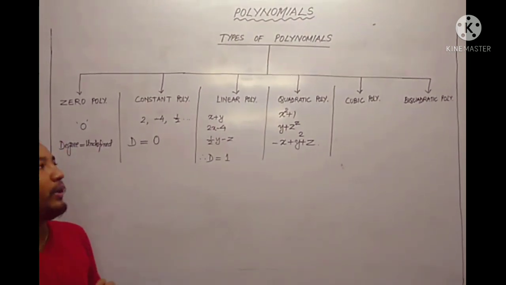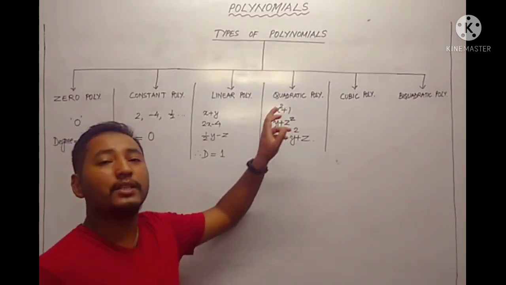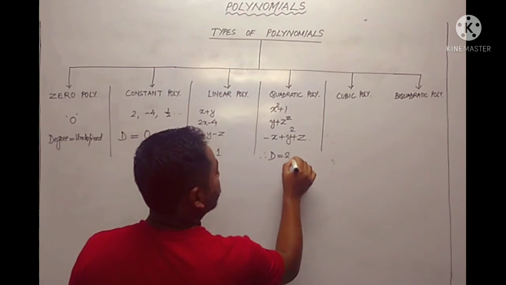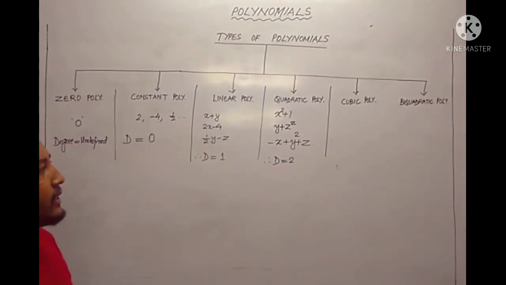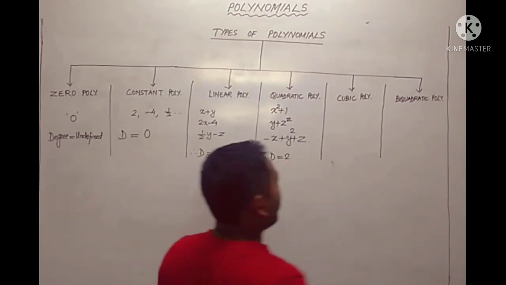So what is a quadratic polynomial? A quadratic polynomial is a polynomial whose degree is 2, means highest power is 2. So therefore the degree here is 2. Next comes cubic polynomial. Now what is a cubic polynomial?